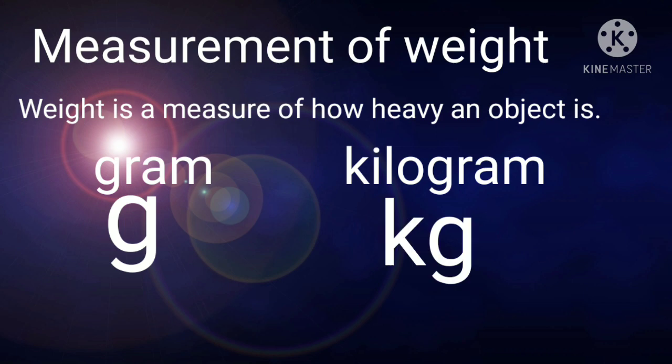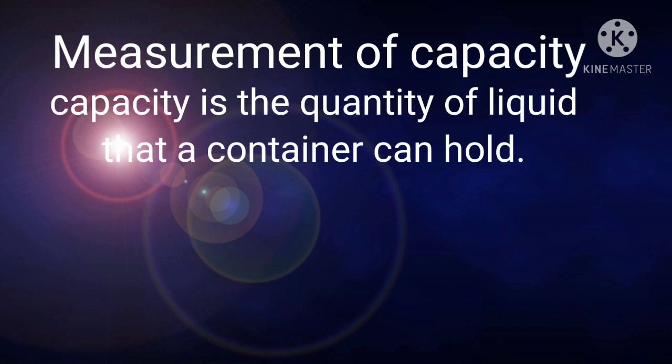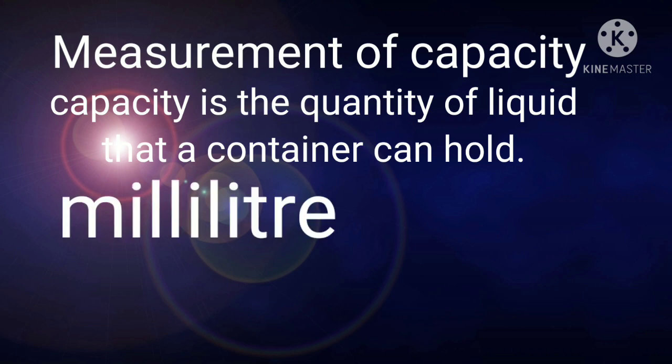Then we learned about measurement of capacity. Capacity is the quantity of liquid such as water, tea or medicine that a container can hold. To measure the capacity of small containers such as a spoon, a medicine bottle or a cup, we use the standard unit milliliter. It is written in short as ml. Milliliter is a small unit of capacity.